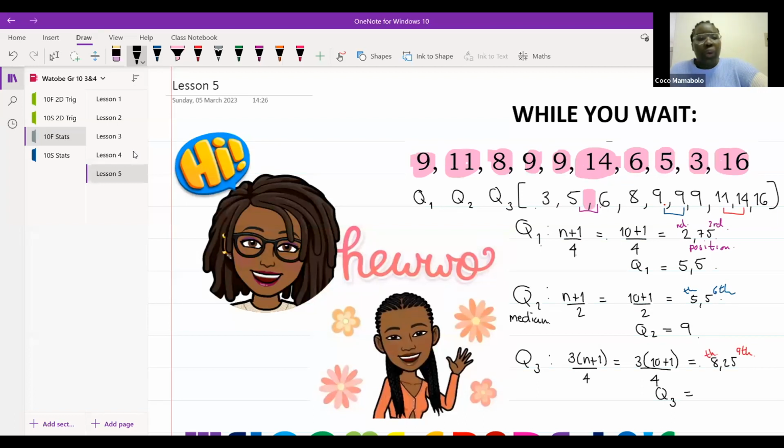All right, so we need the number between 11 and 14, the median of 11 and 14. So what we need to do, Yandisa, is we're going to add those two numbers together, then divide by 2. Beautiful. So I need you to do that for me. What is my answer going to be?